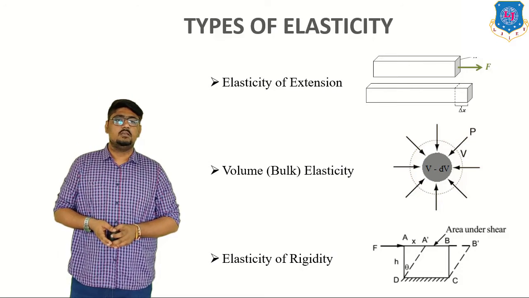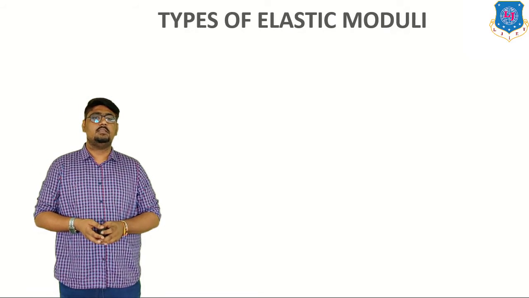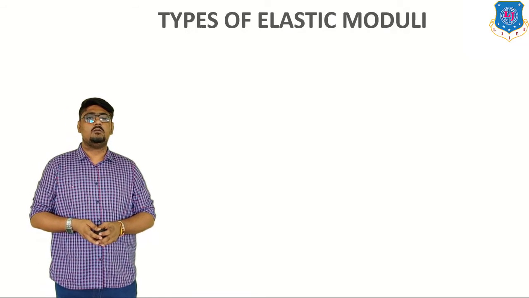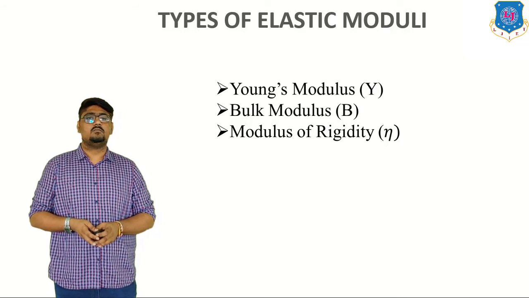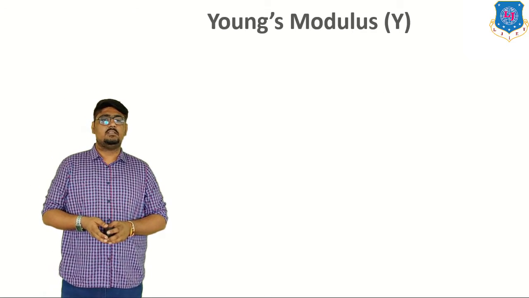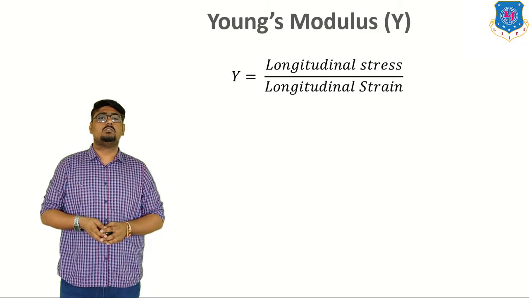Now next is types of elastic moduli. So the first one is the Young's modulus, another is bulk modulus, and the third one is the modulus of rigidity. So let us discuss the first one, that is the Young's modulus. It is defined as the ratio of longitudinal stress to the longitudinal strain.